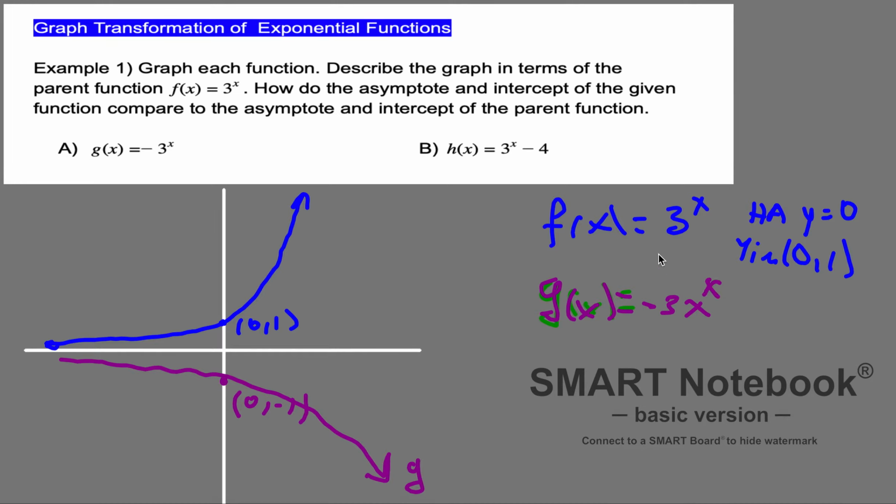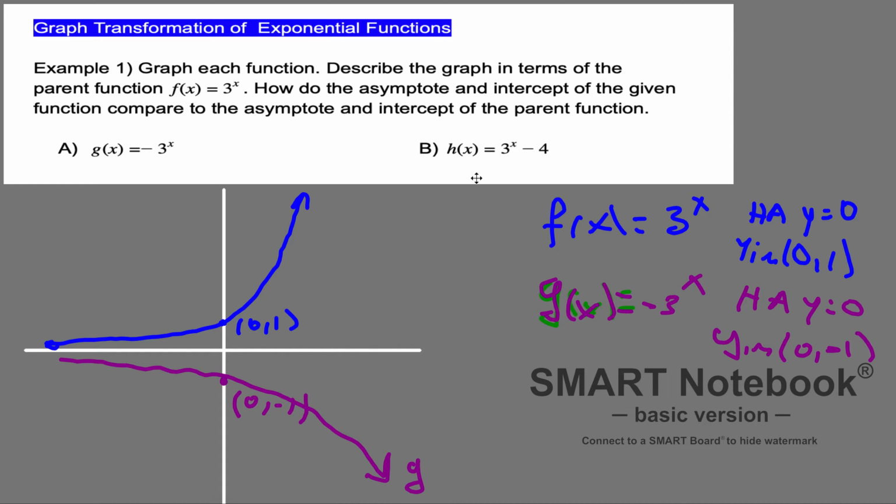I'm sorry, this is not very good. It is 3 to the exponent x here, with a minus in front. So this is what it is. And the horizontal asymptote in this case is the same: y equals 0, so the asymptote is the same. There is no x-intercept, but it has a y-intercept, which is (0, -1). So the y-intercept is going to be (0, -1).